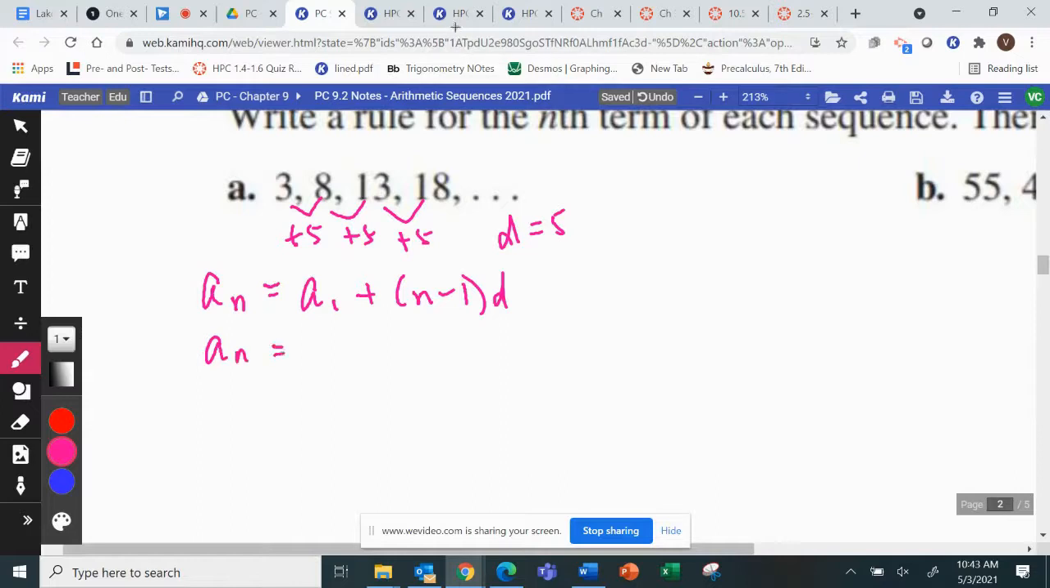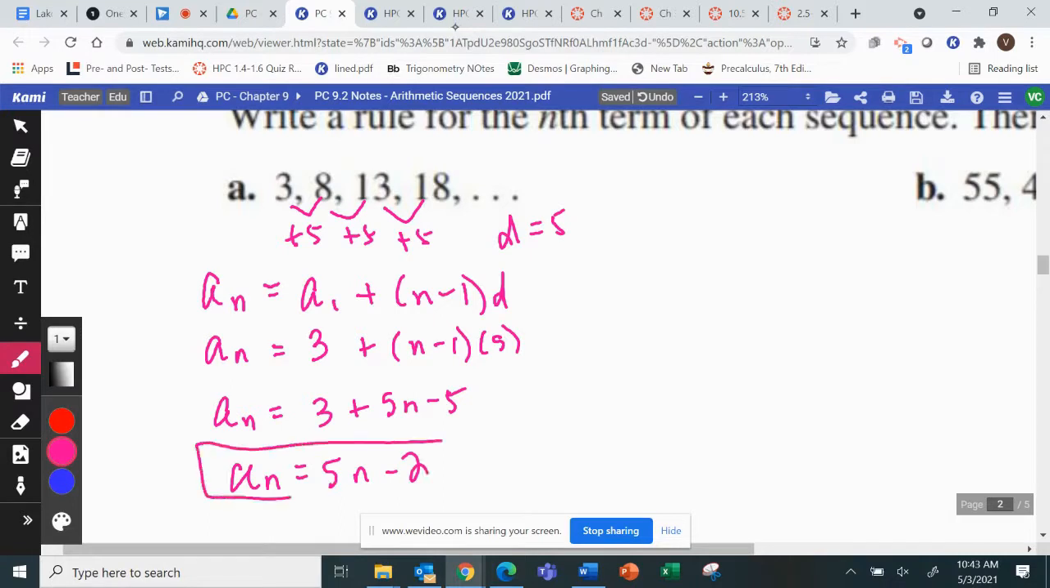A sub n equals 3 plus n minus 1 times 5. So I get 3 plus 5n minus 5. A sub n equals 5n minus 2. So there's a sub n. Second thing is, let's find a sub 15. So that just means input 15 for the n. So we'll do 5 times 15 minus 2. So 75 minus 2, 73.